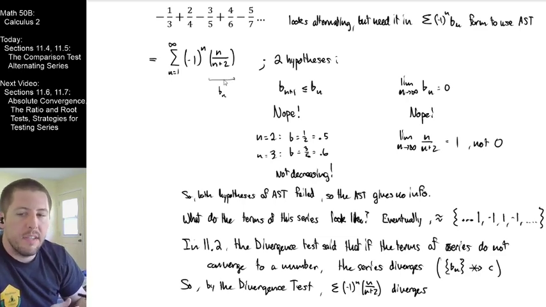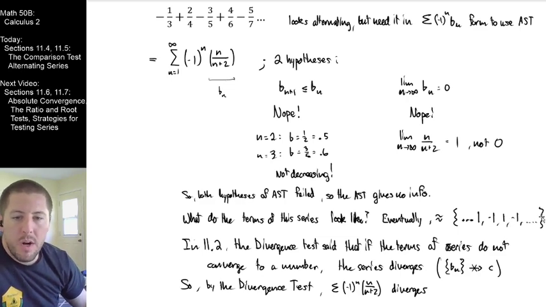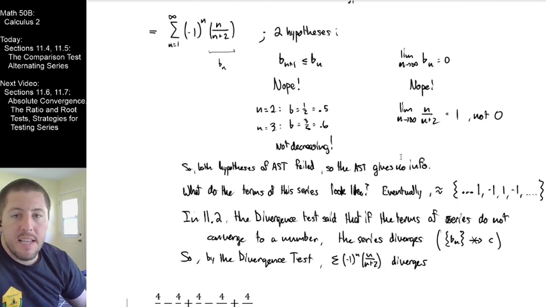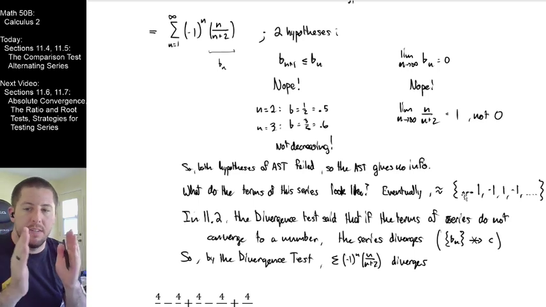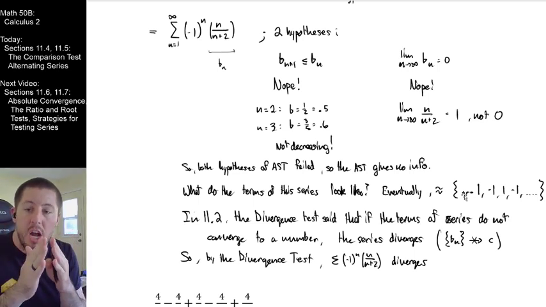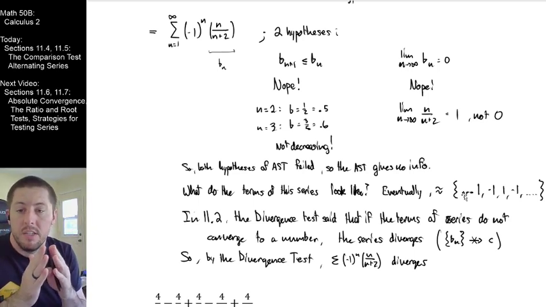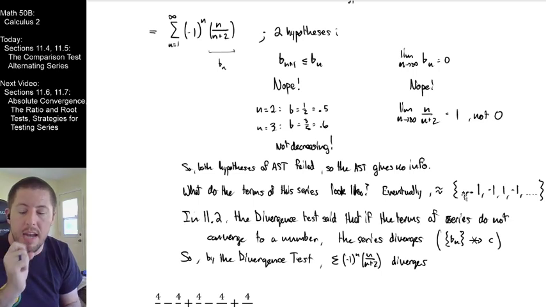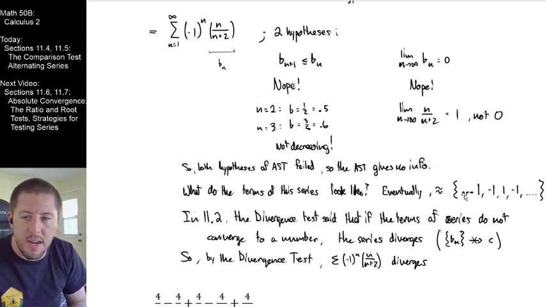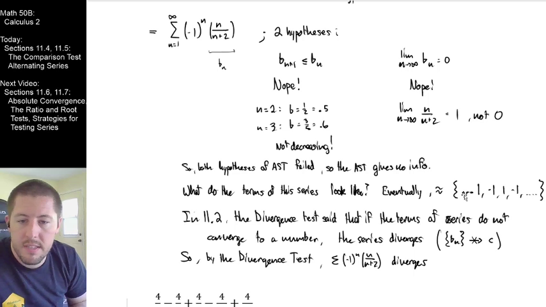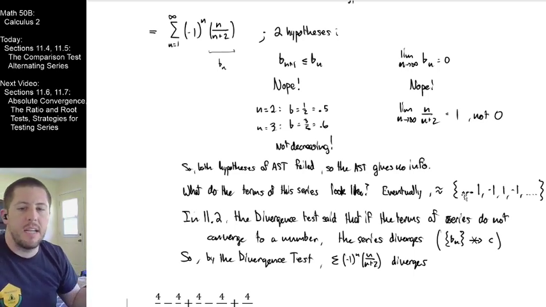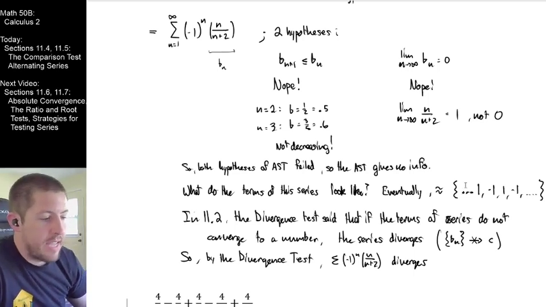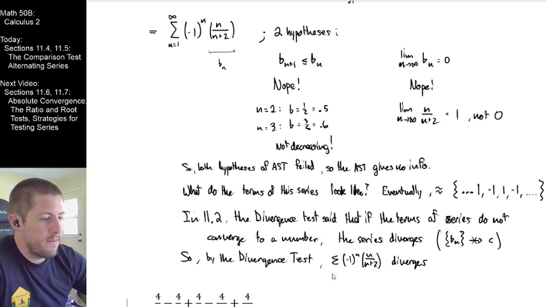I think it's relatively easy to see that this eventually just becomes bouncing back and forth between 1 and -1. And this is something we already discussed in 11.2: our divergence test said if the terms in your series don't converge on some number, it doesn't even have to be zero, it just has to converge on some number, then it's not going to converge, it's going to diverge. So according to the divergence test, this diverged right there.